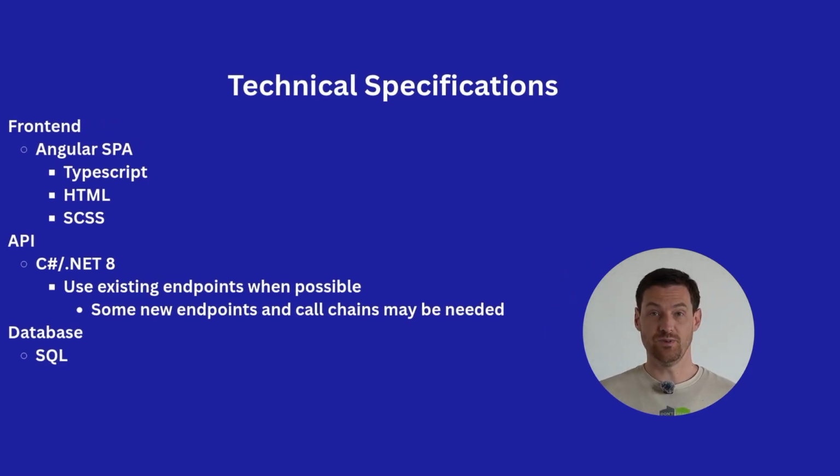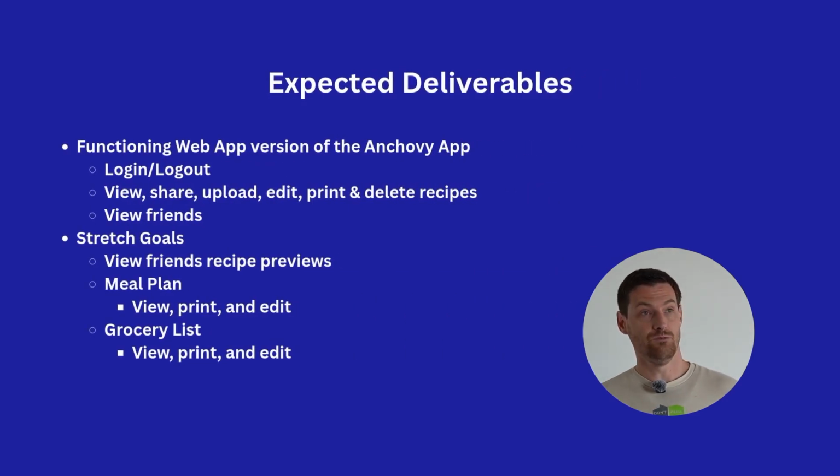So as far as what we expect from the web app, we would just like a functioning web application that allows users to log in and log out, view, share, upload, edit, print, and delete recipes, and then view friends' profiles as well. Some stretch goals would be viewing recipes owned by friends. Those would be recipe previews, not the recipes themselves, because the current paradigm in the app is you have to request recipes from your friends, that you can't just take them.